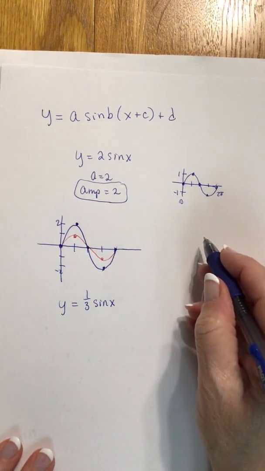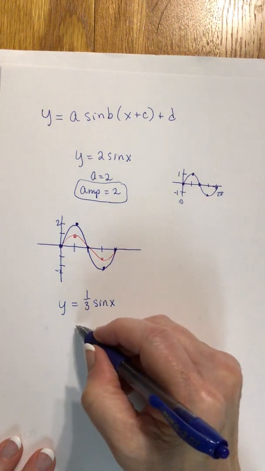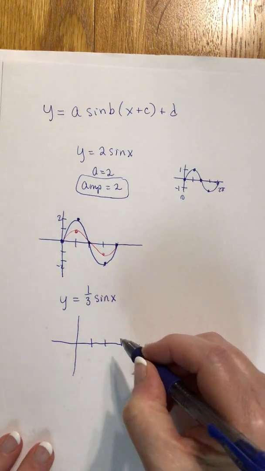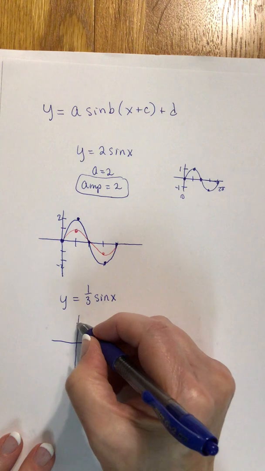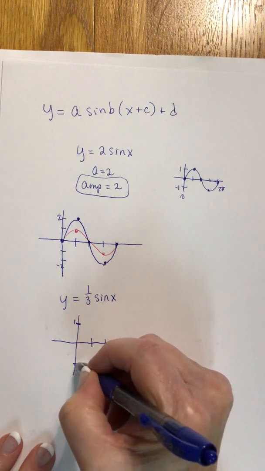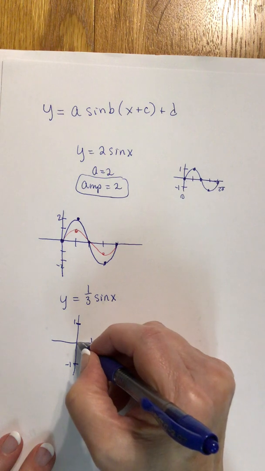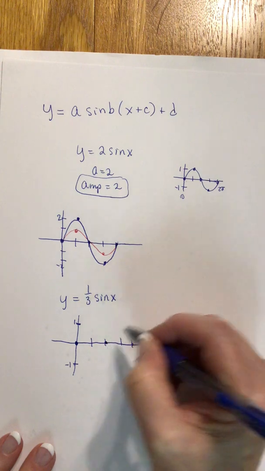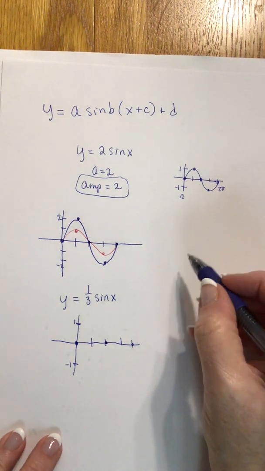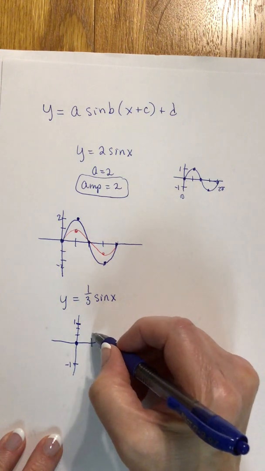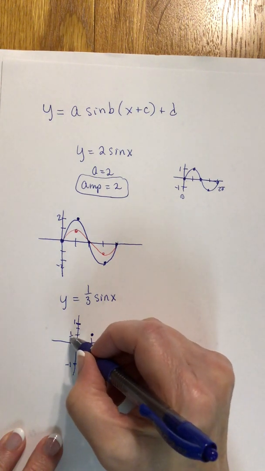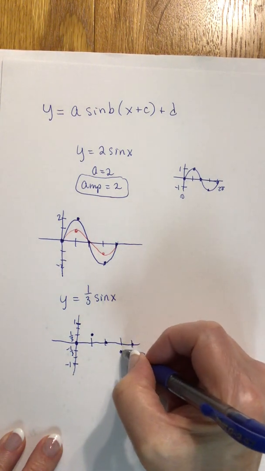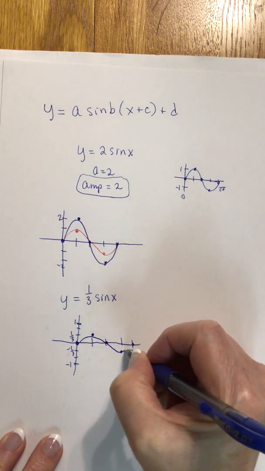Still, we're using sine x. But now what's going to happen? Instead of it going up to 1 like it normally does, it's going to go up to 1/3. So it's still going to start at 0, end at 0, halfway between at 0. So you still have those dots the same as what they were before. But now it's going to go up to 1/3 and down to 1/3. So we have a shorter graph because the amplitude is less.